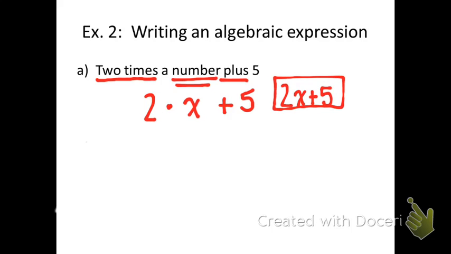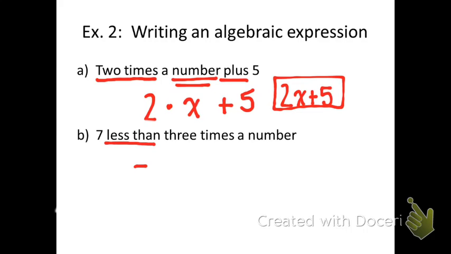Continuing on here. Letter B. 7 less than 3 times a number. We have this combo of words, less than, so that's going to be a subtraction sign. Since it's less than, we think backwards. Since the 7 is in the front here, we want to move it toward the back. So 7 goes toward the back, and now we think about what goes in the front.